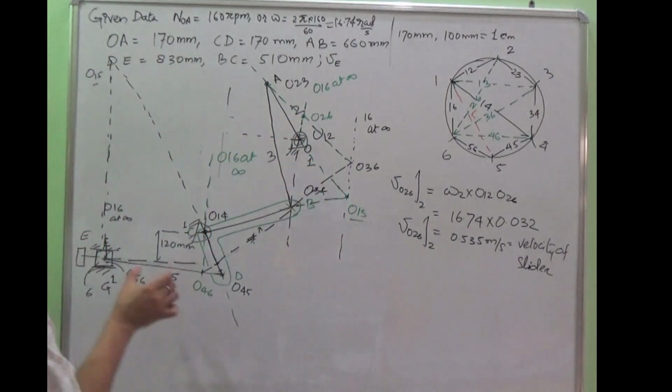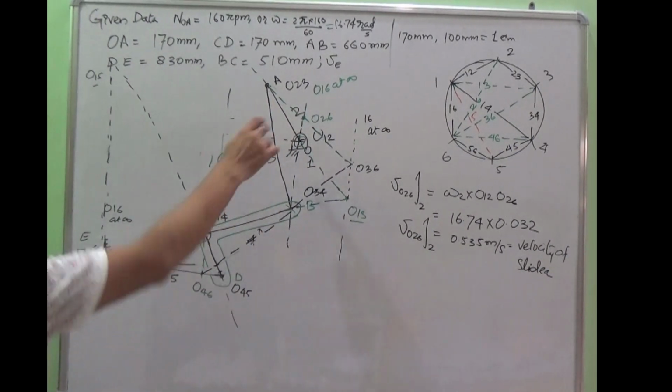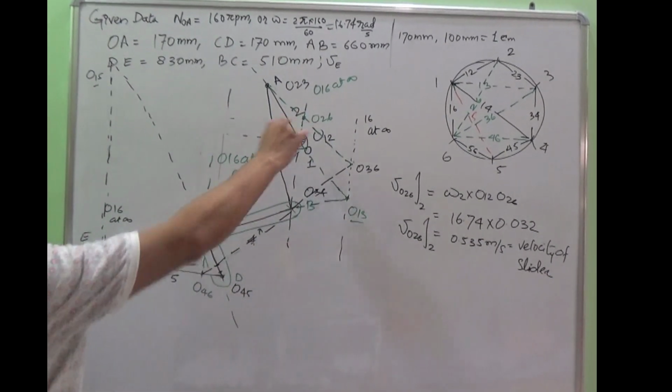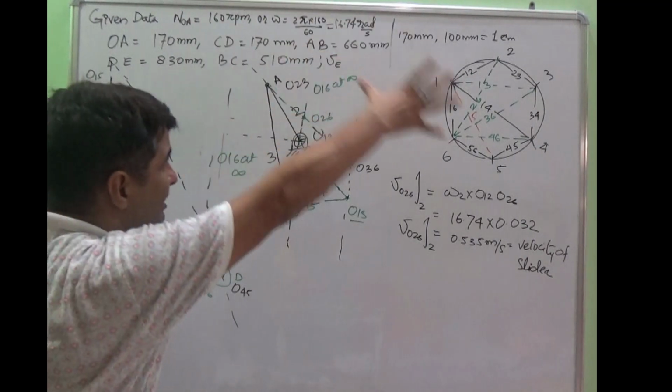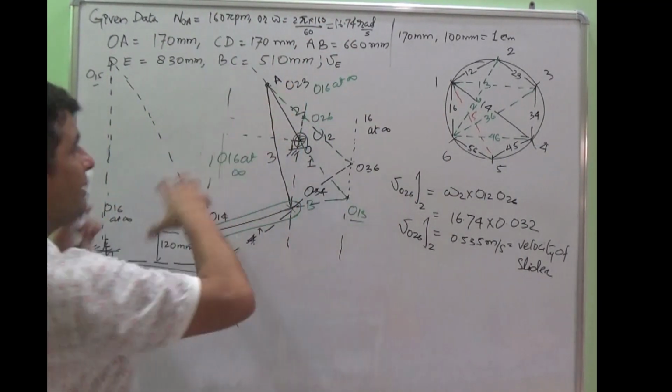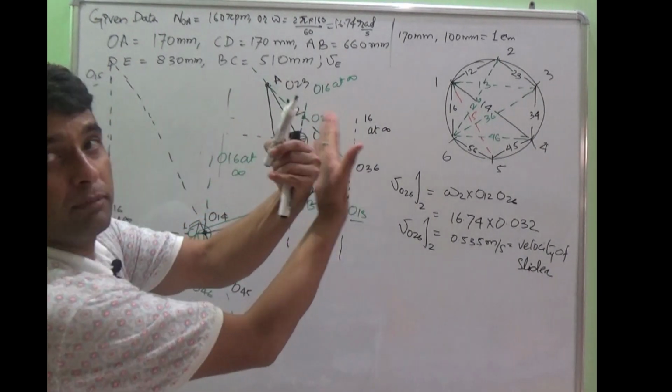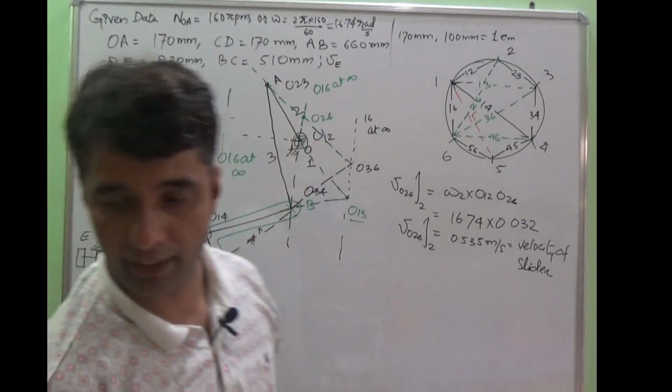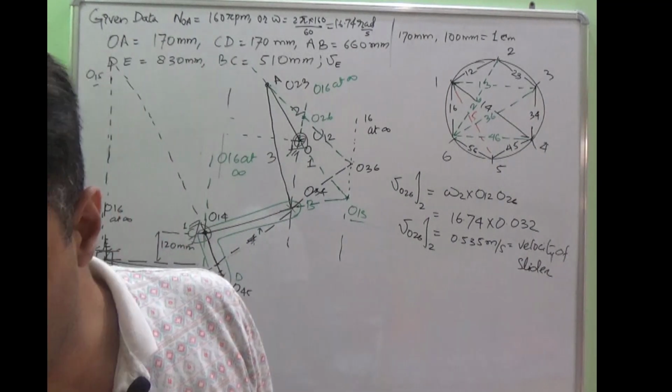O26, again I am repeating, your 6th link seems to be rotating with respect to 2 about this point. So you can assume the 6th link is so big that links 2 and 6 are meeting at this point. At this point they are meeting. Therefore, you can estimate this velocity.